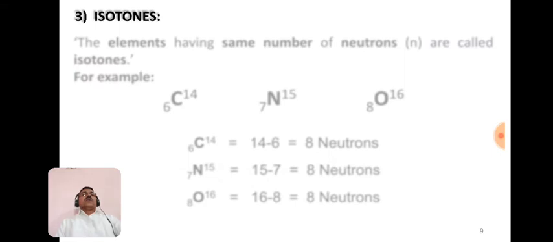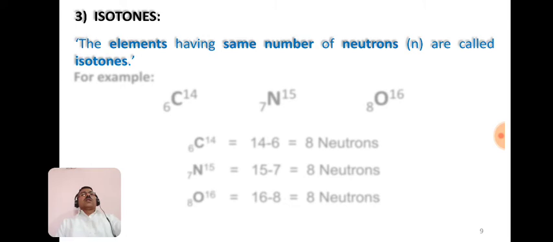Now the third definition is isotones. So isotones are the elements having the same number of neutrons. They are called isotones. So the common thing here is neutrons. It means though they have different atomic numbers and different mass numbers, there are the same number of neutrons in the nucleus of those elements.